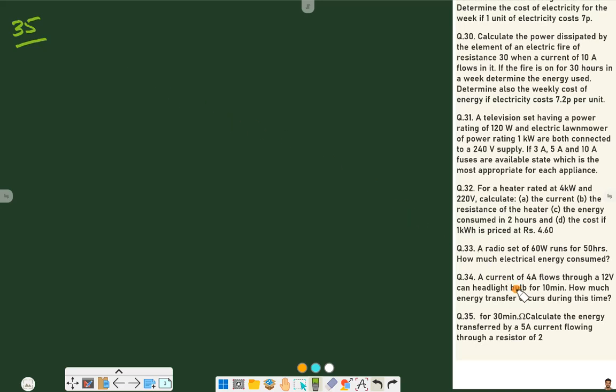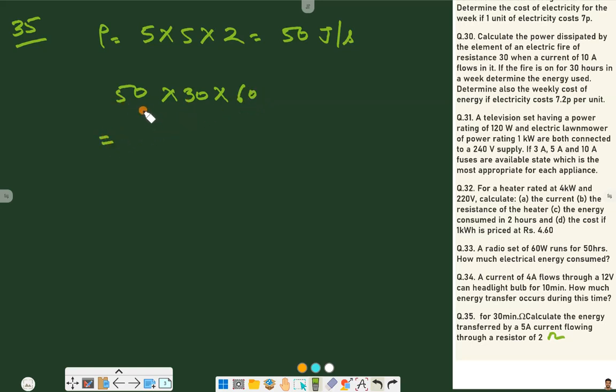For 30 minutes, calculate the energy transferred by 5 ampere current flowing through resistance of 2 ohm. So power is I square R, and I is 5. So 5 into 5, and R is 2. So this will be 25 into 2, 50 joule per second or 50 watt. And we have to find out for 30 minutes. So answer will be 50 into 30 into 60. And it comes out to be 90,000 joules is our answer. So with this, question number 35 is complete. Let's move to 36.